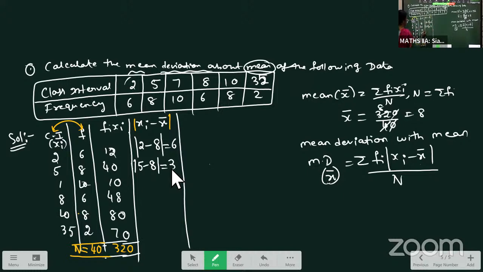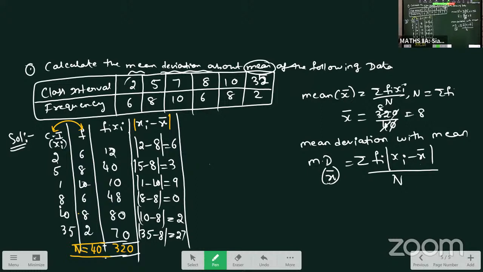Then 1 minus 10, modulus of minus 9 is 9. Next, 8 minus 8, that is 0. Next, 10 minus 8, that is 2. Next, 35 minus 8, that is 27. So we got the Xi minus X bar table.